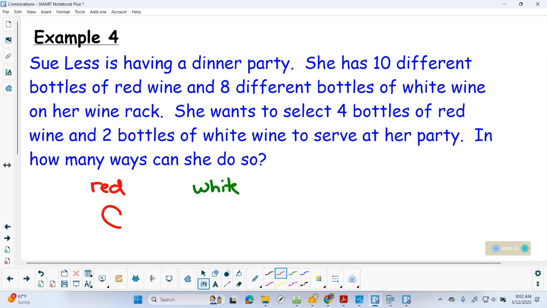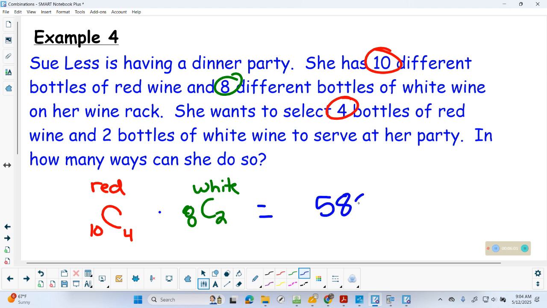Okay, so let's just read closely. How many total bottles of red wine does she have to select from? 10. And she wants to serve how many here at the party? 4. Got it. Okay, read closely. How many total bottles of white does she have to select from? 8. And she wants to serve how many? 2. All right, and we're just going to multiply those together. Got it. Any questions?